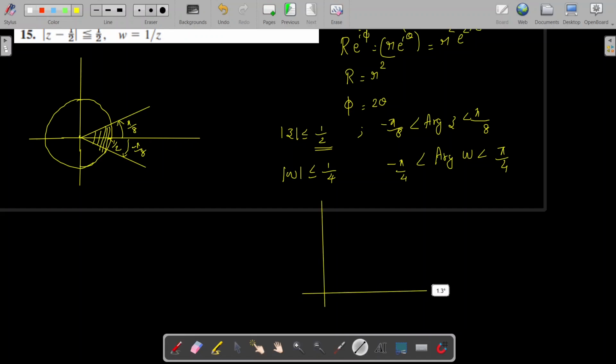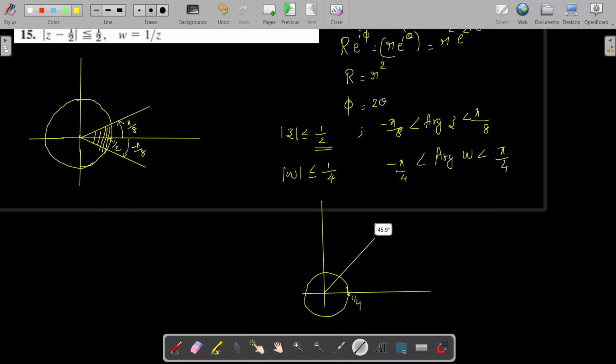Now we can draw the corresponding region in the w plane. So let this be the u and v axis. The radius of the circle is 1 by 4 here, so I'll draw a circle with the radius 1 by 4. Okay, so let this be the circle. The radius here, this point is 1 by 4. And the corresponding argument should lie between minus pi by 4 and pi by 4. So we'll draw the lines pi by 4 and minus pi by 4.